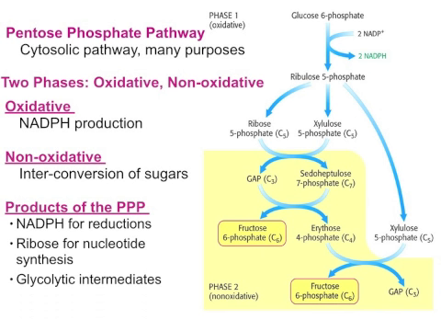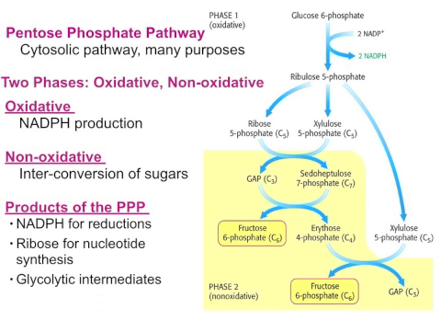Now, the pentose phosphate pathway is a very important pathway that is found in the cytosol. It has many purposes. It has two phases, the oxidative phase that is shown in white and the non-oxidative phase that's highlighted in yellow. The oxidative phase is mainly concerned with the production of NADPH, whereas the non-oxidative phase is involved with the interconversion of sugars.